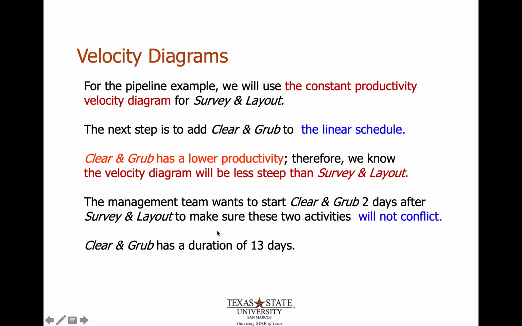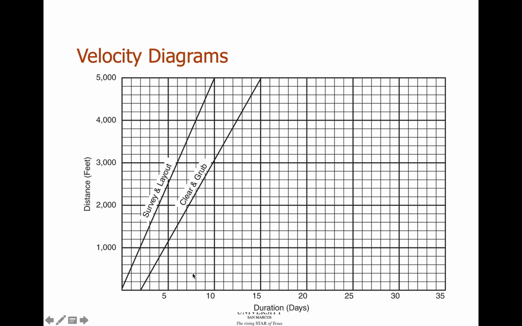So clear grub has a duration of 13 days, but we want to start it 2 days after the previous activity. So we just add that to its duration, so that would be 15. And so see, we don't start on 0. We start 2 days after it, giving our start date to end of day 2. And we know that this has a duration of 13, plus that 2 days gets our last data point at 15. So that's how we determine where clear and grub goes.